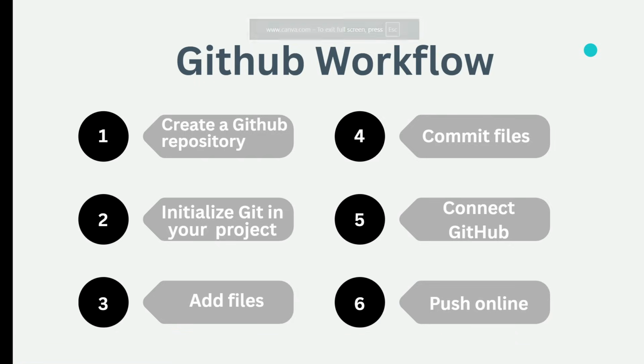This is a complete GitHub workflow. You first create a GitHub repository on the GitHub website. Then in your local project, you initialize Git and turn it into a Git repository. Then you add the files that you'll be pushing to GitHub. You commit the files, or you stage them. Then you connect your local repository to the remote repository on GitHub, and then you push your code online.